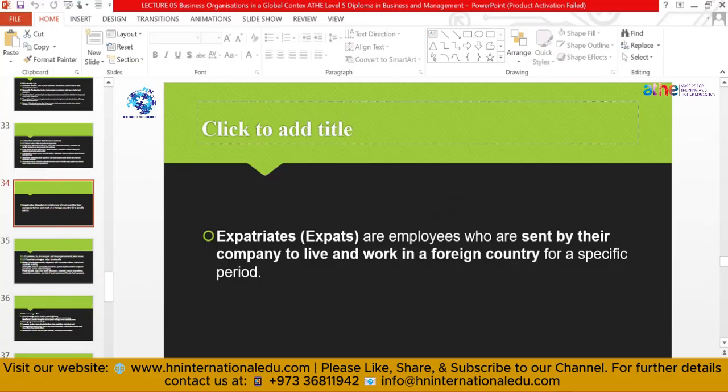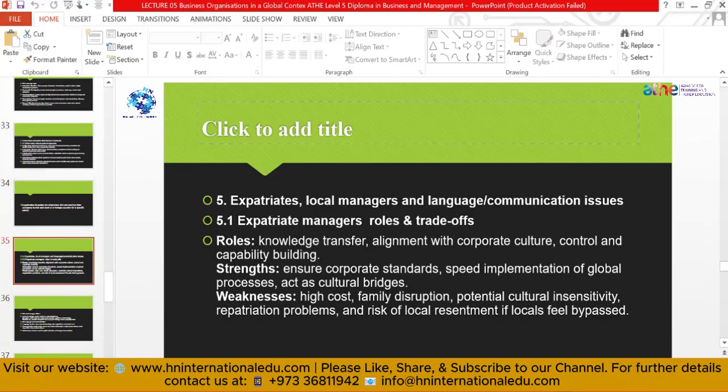Expatriates, who are these? The employees who are sent by their company to live and work in a foreign country for a specific period of time. Expatriates, local managers, and language communication issues. Expatriate managers, roles, and trade-offs. Like a Pakistani who has been sent to China, things are really tough there. You have to use the translator all the time, and even the translator doesn't help us. Roles: knowledge transfer, alignment with the corporate culture, control, and capability building.